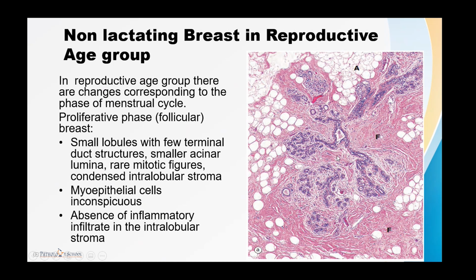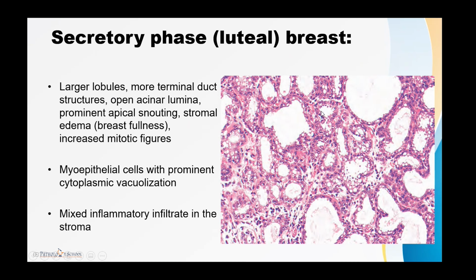In the secretory luteal phase, there are larger lobules, more terminal duct structures, open acinar lumina, prominent apical snouting, stromal edema, which is felt by the subject as breast fullness, and increased mitotic figures. Myoepithelial cells show prominent cytoplasmic vacuolization, with a mixed inflammatory infiltrate in the stroma.